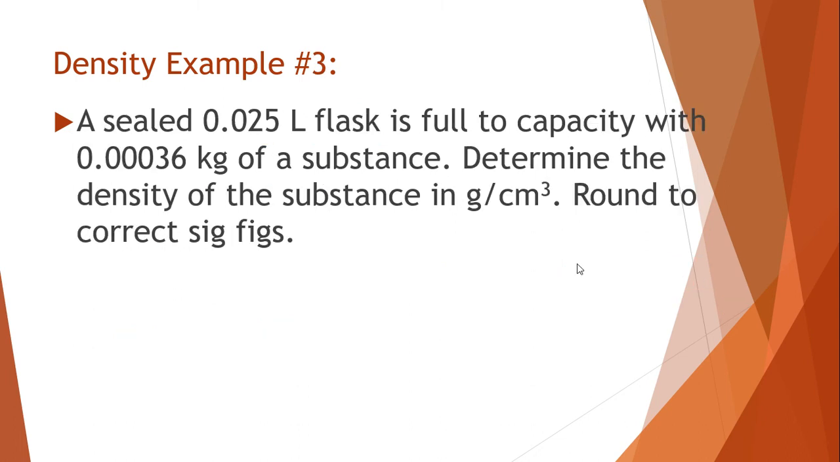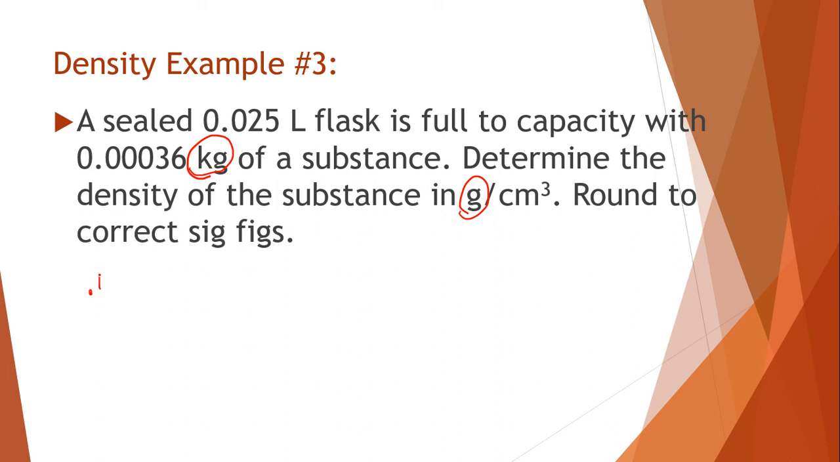In our very last density example, it says a sealed 0.025 liter flask is filled to capacity with 0.00036 kilograms of a substance. Determine the density of the substance in grams per centimeter cubed. First and foremost, please make sure you guys check and match your units. Here, again, I need it in grams, but it gave it to me in kilograms. I have to convert those.